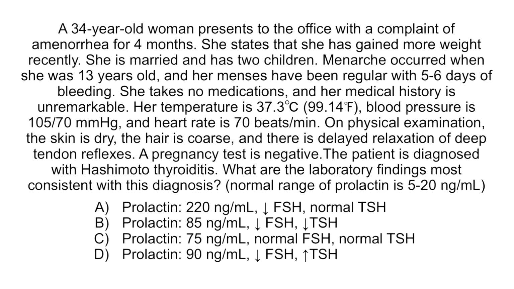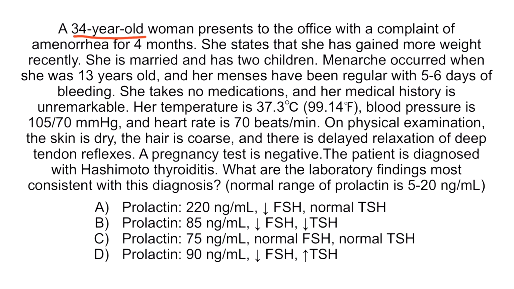A. Prolactin 200, decreased FSH, normal TSH. B. Prolactin 85, decreased FSH, decreased TSH. C. Prolactin 75, normal FSH, normal TSH. Or D. Prolactin 90, decreased FSH, increased TSH.